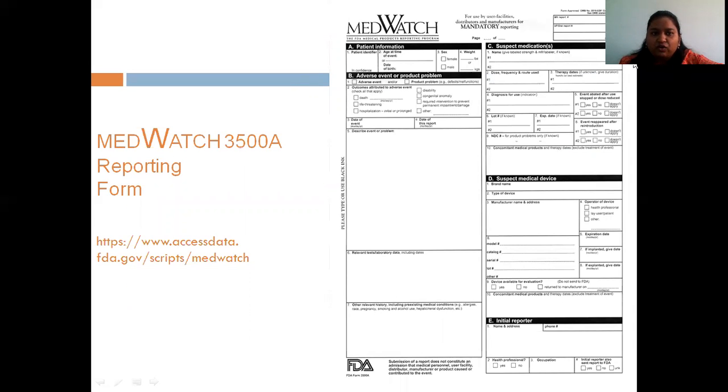This is a MedWatch form in which you have to add all the information related to the adverse drug reaction. See, part A is all about the patient information, part B is for the adverse drug reaction, part C is the suspect drugs. Like the patient says he is taking around 4 to 6 drugs, but you find only one drug which produces the ADR, which is the suspected drug, all the information about that, suspect medical device, and the initial reporter. Who is the initial reporter of the report?